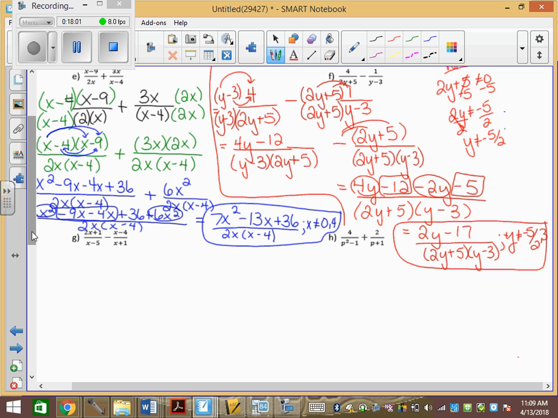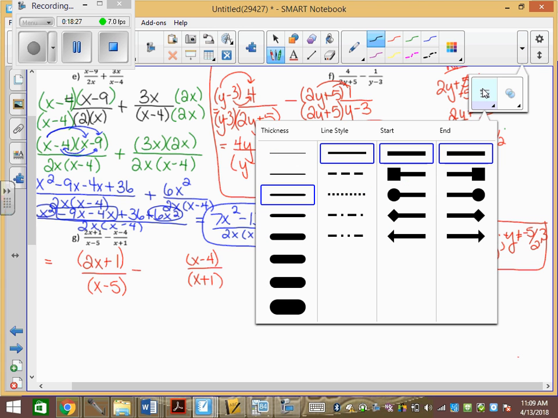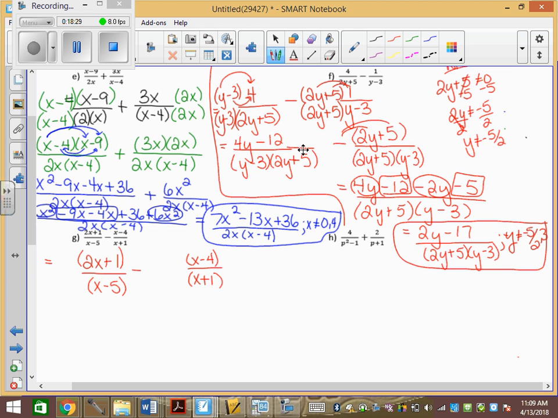So this one I have 2x plus 1 over x minus 5. There's nothing I can do to the x minus 5. It stays that way. Minus x minus 4 over x plus 1. There's nothing I can do to the x plus 1. I can't FOIL it or factor it or anything, right? It's as good as it gets. So I have to multiply both sides by each of the denominators, to make them common.